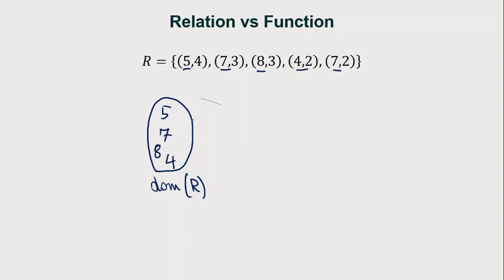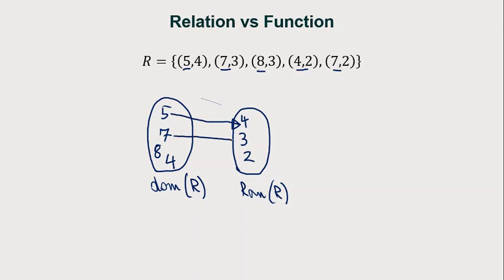We don't need to put it for the second time because we don't want to repeat elements, as you would have recalled from last week. And then in that same arrow diagram, you would have the set of all second elements, which is 4, 3, and 2. And this would be called the range of R. All the second elements of every pair is the range of R. Now we would draw arrows if the elements were linked. So 5 was linked with 4, 7 was linked with 3, 8 with 3, then 4 with 2, and then 7 with 2 as well, in that way.